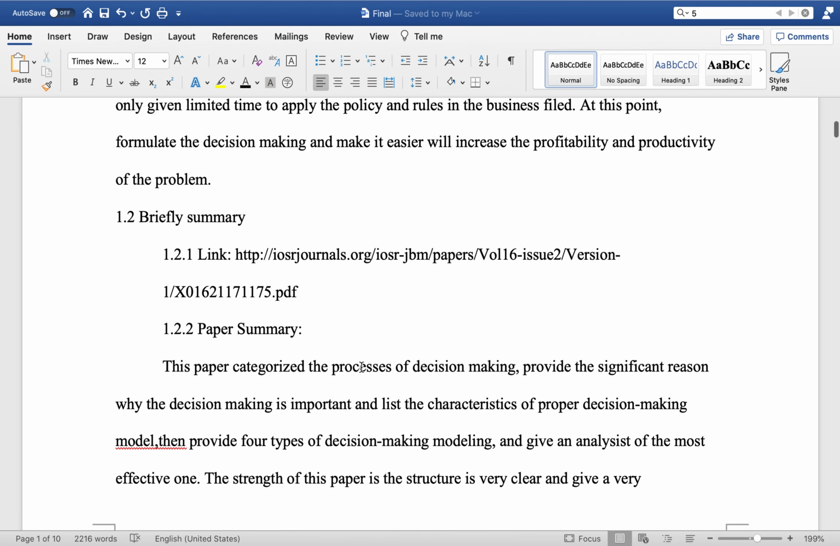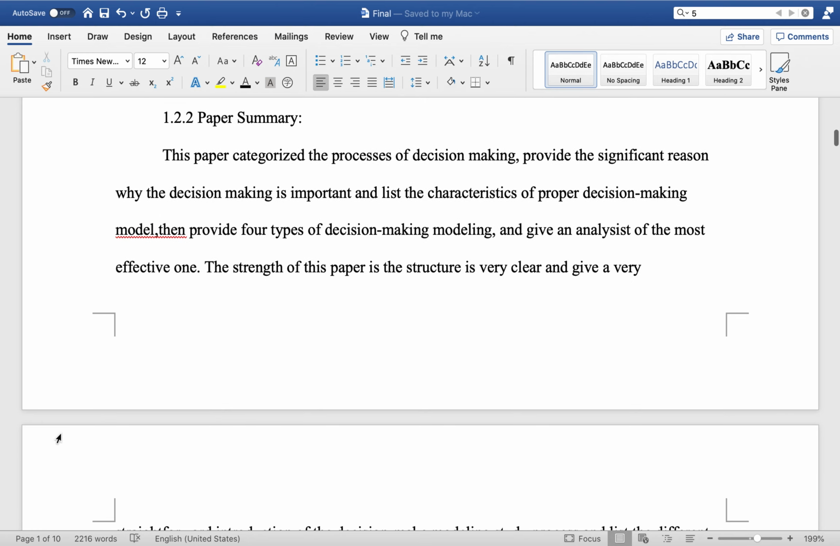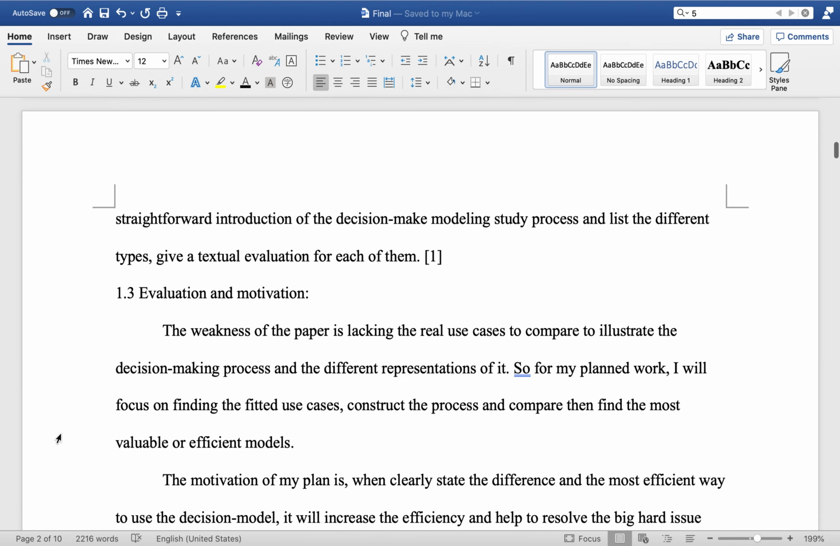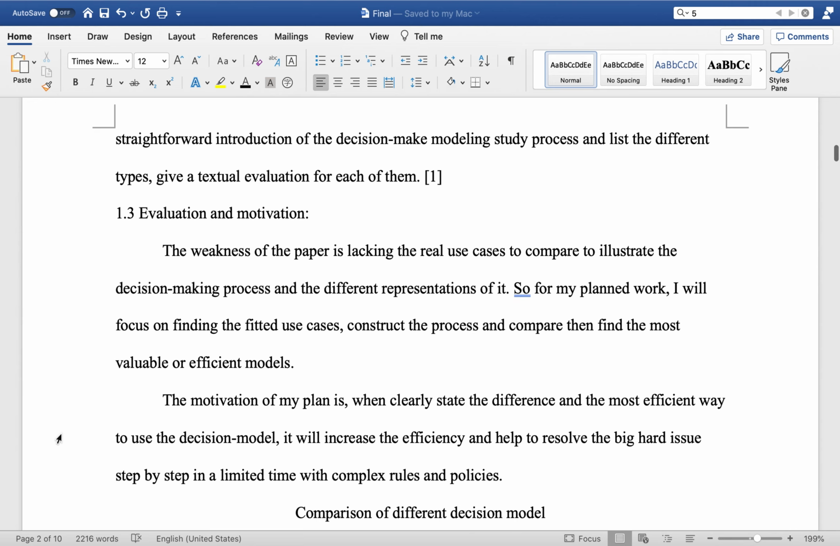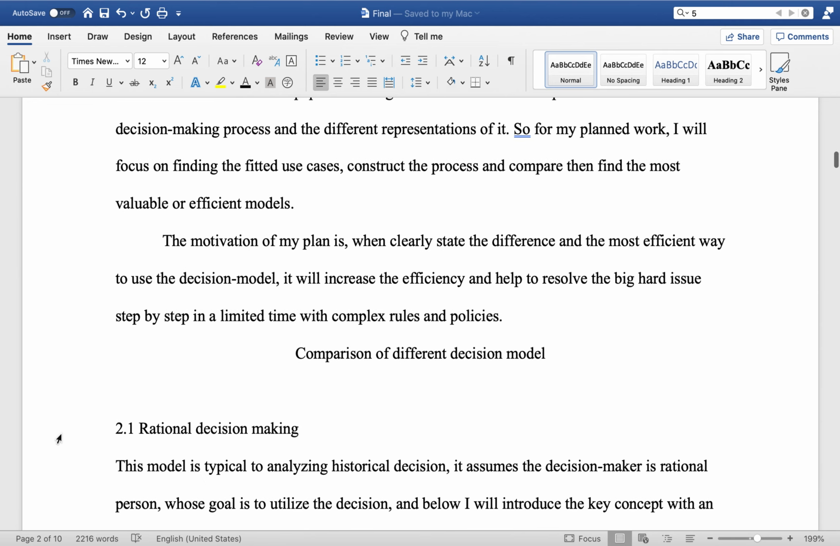So in this paper, it categorized the process of decision-making models and provided a significant reason why decision-making is very important and listed the characteristics of the proper decision-making models, then provided 4 types of the decision-making models, and gave analysis of each of them. But there is some weakness of this paper. It is lacking the real use case. So for my analysis, I will give some real examples to do more analysis for the decision-making model topics.